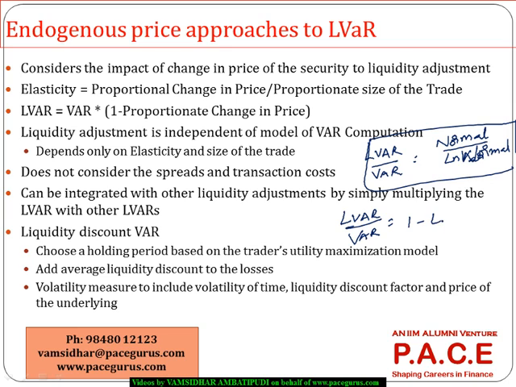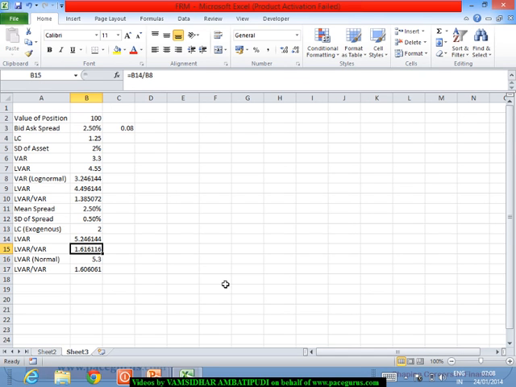It is 1 minus the elasticity times delta n by n. So it is not dependent on the assumption about the distribution of the assets for the calculation of VAR. It is purely dependent on the elasticity of the trade and the size of the trade. But of course, this has a few more drawbacks, in that it does not consider the transaction costs and the bid-ask spreads. But the good thing is, let's say using the exogenous spread, I got this as my LVAR to VAR.